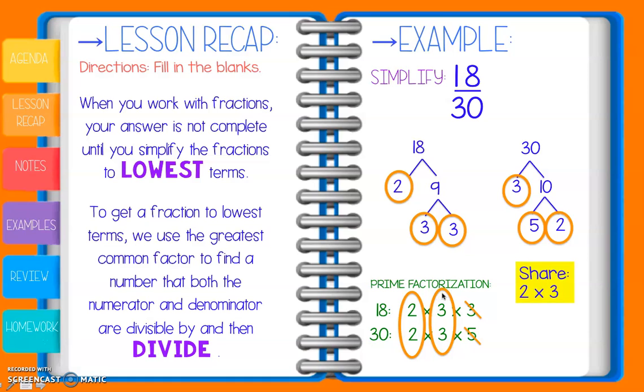We're going to list out what they share. And they share a 2 times 3. To get the GCF, we're going to multiply that. 2 times 3 is 6. So the greatest common factor is 6.